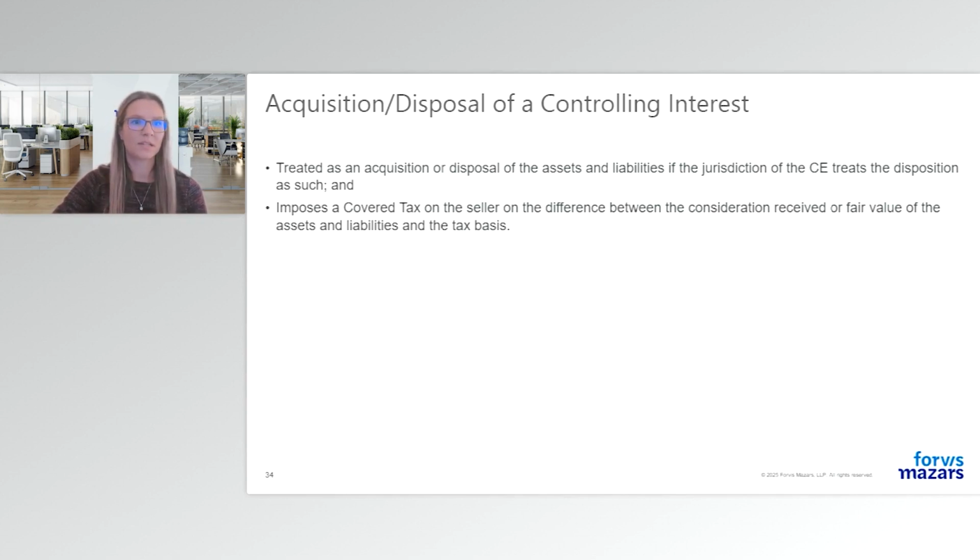So in these circumstances, an acquisition or disposition of a controlling interest may be treated as the acquisition or disposal of assets and liabilities if the jurisdiction in which that constituent entity is located treats that disposition of assets and liabilities, and it will impose a covered tax on the seller on the difference between the consideration received or fair value and the tax basis.